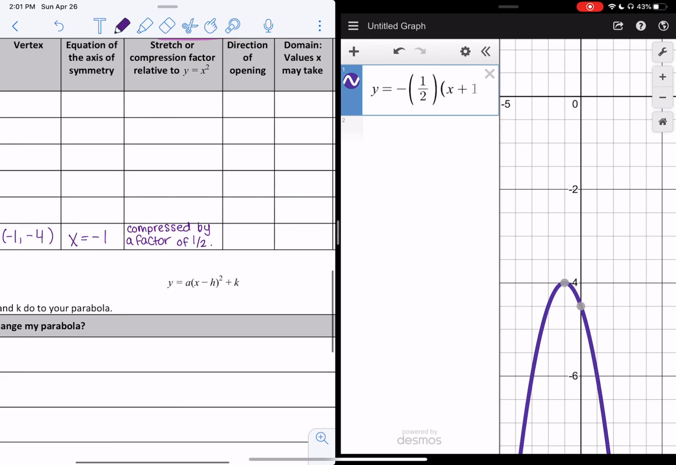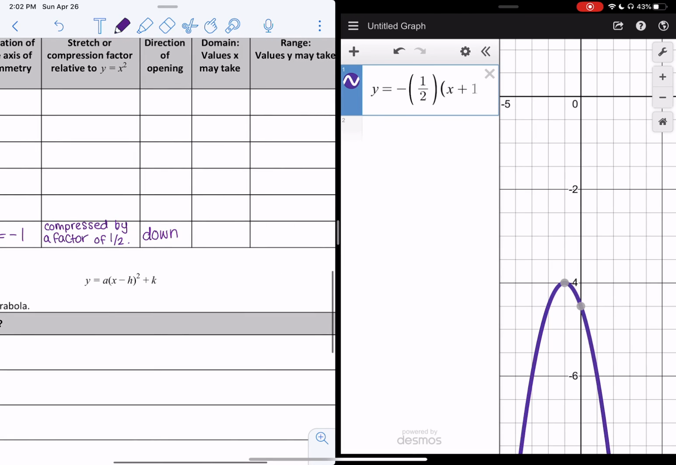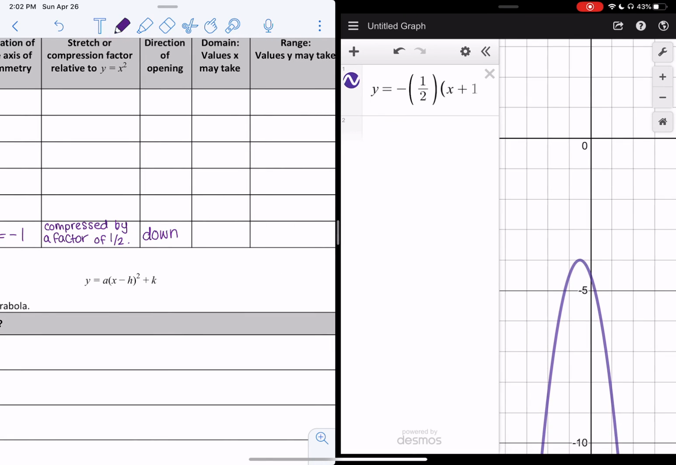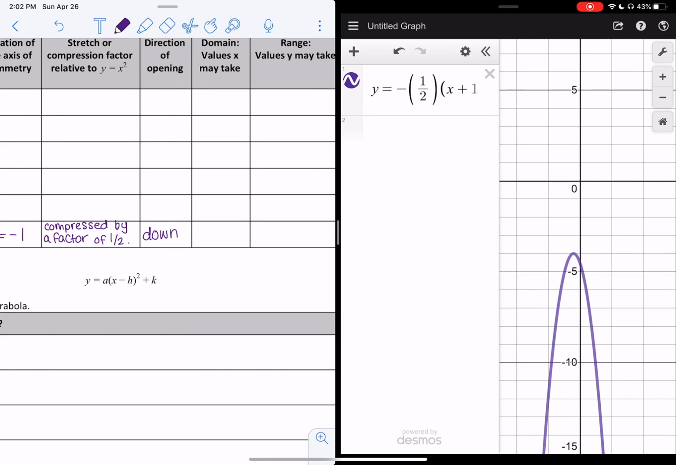My direction of opening this time is down, and that is due to the negative in front of the half. So if it's negative, I know it's facing down, and then the number tells me about the stretch or compression. So we just need to look at those two things very separately. Now for my domain, for my x values, if I zoom out, there's nothing on either side that could potentially impact my x values. So x can be equal to anything.